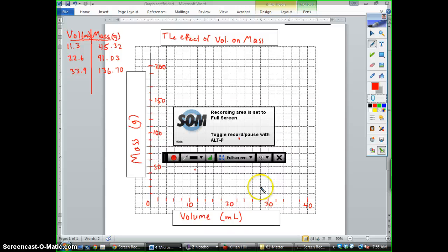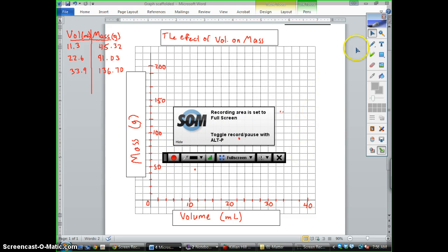And that last data point, 33, above 32, a little bit past, halfway in between there is 33, so above 33. And my mass is above 100. See, there's 100, above 110, above 120, above 130, just a little bit above 130, so about there. Okay, so now I've got my data points graphed.